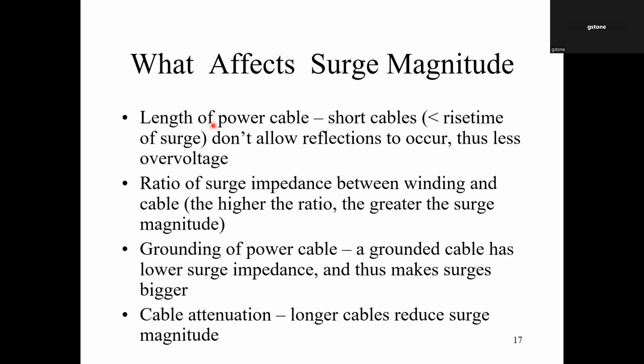The other thing, where you do have cables, is the ratio of the surge impedance of the cable to the surge impedance of the motor. Those of you who are familiar with your transmission line equations can write all that out. That knowledge has been around for a long, long, long time. Okay, grounding of the power cable also has an impact because it affects the surge impedance, and therefore the ratio of the surge impedance of the winding to the surge impedance of the cable.